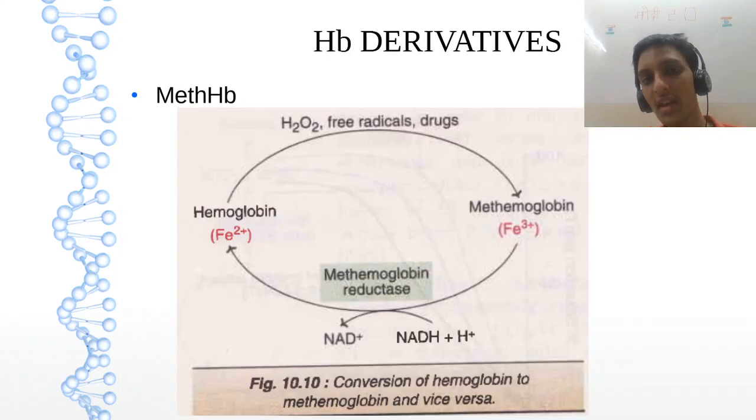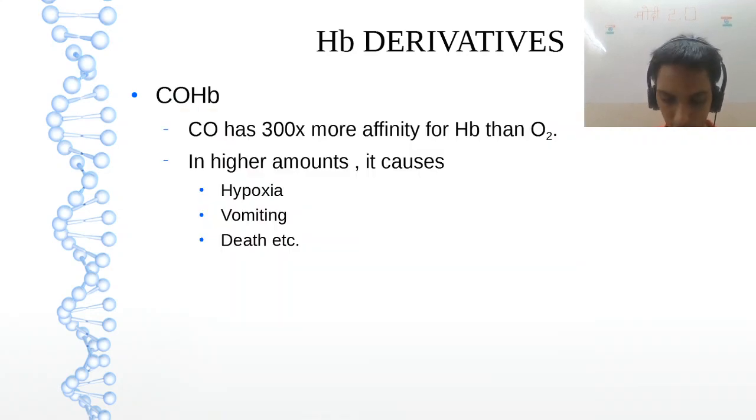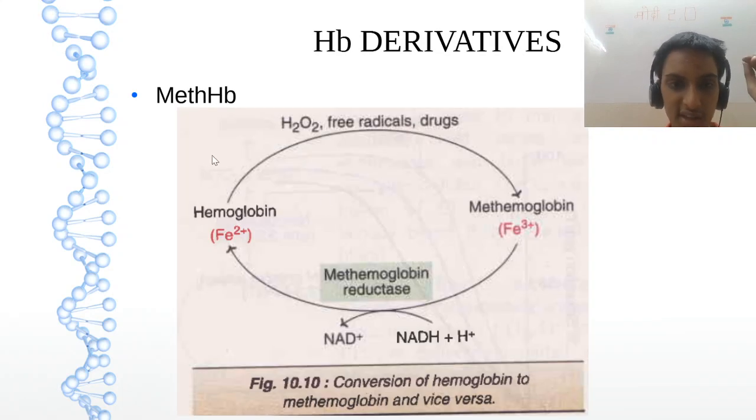Now let us go to the hemoglobin derivatives. We will see methemoglobin and carboxyhemoglobin. First, methemoglobin. How does hemoglobin become methemoglobin? By free radicals, the prefix met is added, which is the conversion of ferrous to ferric. Then the reverse happens through reductase, that is NADH to NAD plus.